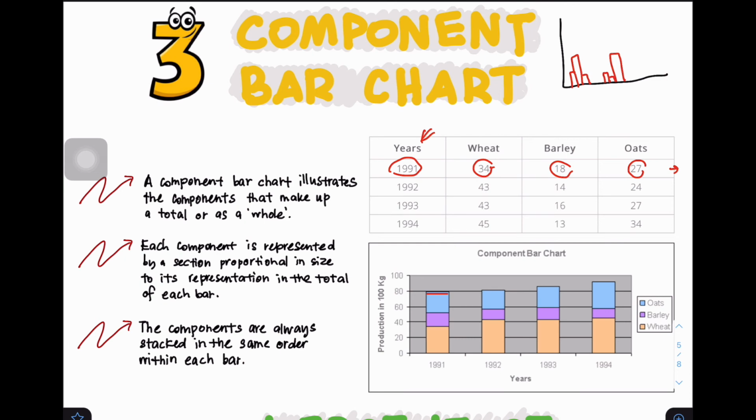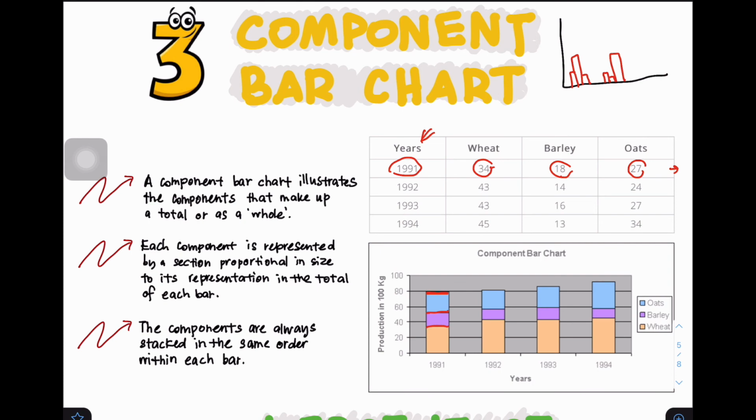Okay, cumanya kita bahagikan dia mengikut variable. Each component is represented by a section proportional in size to its representation in the total. So, kita dah gariskan dia punya maximum adalah 79. So, kita gariskan pula. Start dengan wheat 34. So, 34 dekat sini. Lepas tu, barley 18. So, kalau 34 campur 18, 52 dekat sini. Dan selebihnya itu adalah oats.